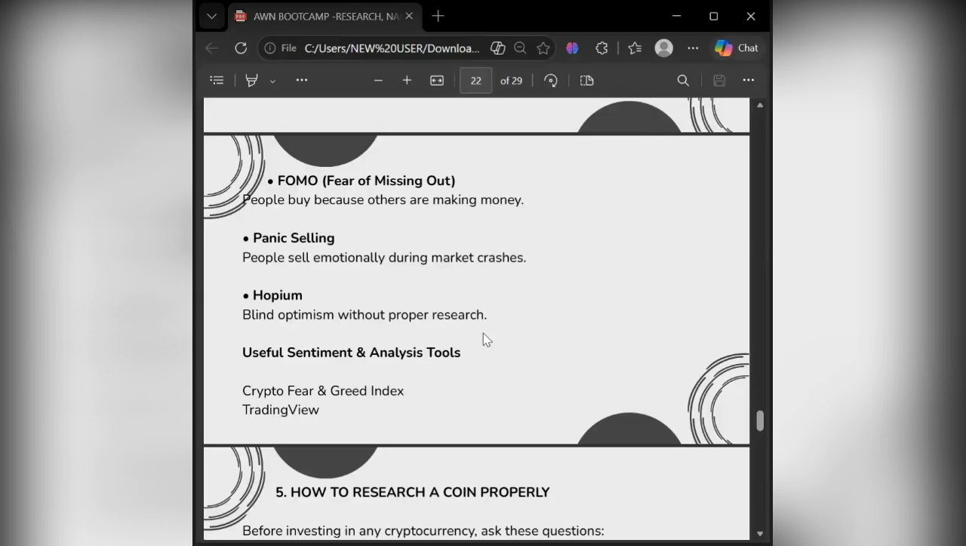Then we have hopium, the blind optimism without proper research. You just stay here, you buy. You don't do your own personal research. You follow people where they call to.